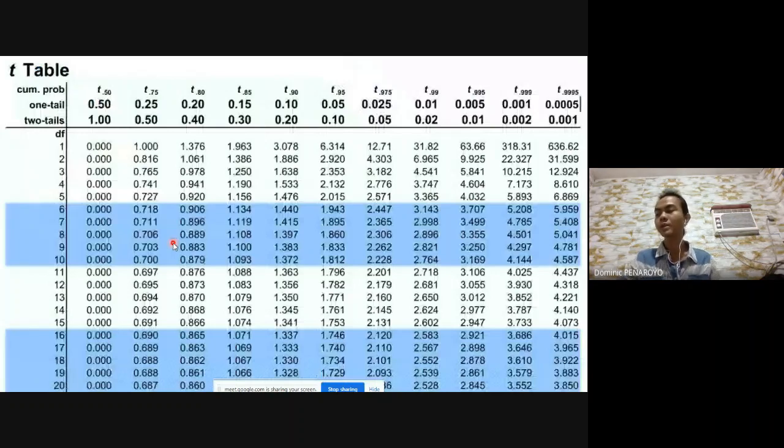Okay. So as I said earlier, what we are looking for is T alpha over 2, so that's for one tail. So we look for 0.025 on the upper top row. Since the problem asks for T alpha over 2, that's for one tail, so we look for 0.025. But it's the same if you use alpha, you can have 0.05 here. Next, you will notice the first column has the notation DF that stands for degrees of freedom. Our degrees of freedom is 18.